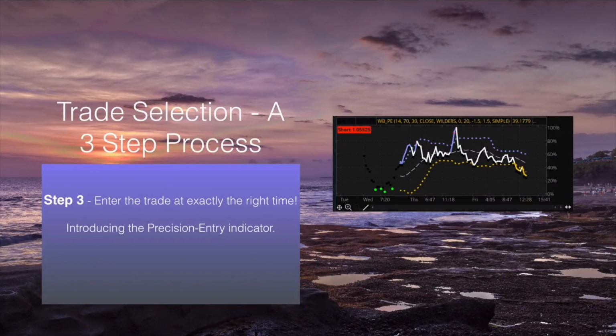The third step in the trade selection process is all about timing. I call it the precision entry indicator. It is frequently difficult to judge exactly when the ideal time to enter a trade presents itself. The PE indicator solves this for you. It consists of a white line which fluctuates between 2 bands. The upper band represents when a long opportunity exists, and a lower band represents when a short opportunity exists, upper being purple, lower being orange.